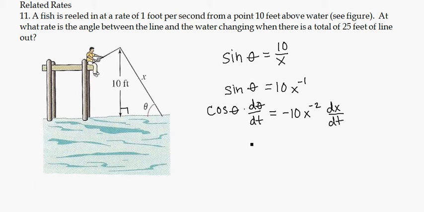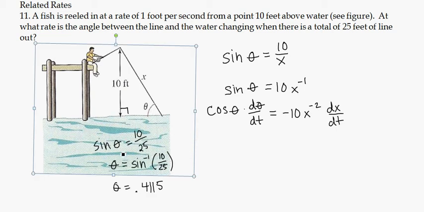So now I have to fill in all the values that I know. Note that they didn't tell me what theta is when there's 25 feet of line out, but we can figure that out using a trig ratio. Okay, so I did the work out on the side. When x is 25, we can solve for theta, and we get 0.4115, and this is in radians. So now I substitute in what I know into my equation.